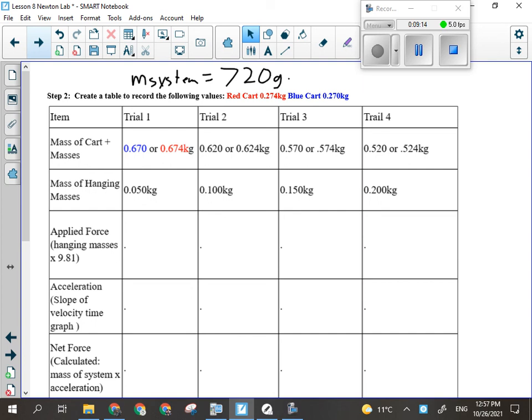So I'll have the cart plus 400 grams, and I'll have 50 grams hanging over the pulley. Everybody with me so far? That'll be my first trial. So how this will work then is this is going to require multiple people. You can't just set it up and hope that it'll work all by yourself. So you're going to have the cart attached by the string, and you're going to have the 50 gram mass hanging over the pulley.